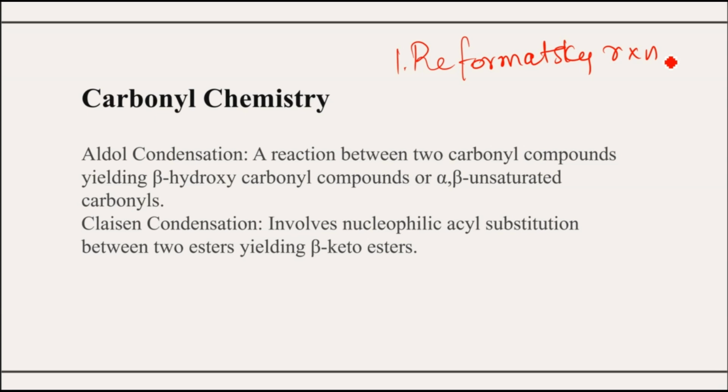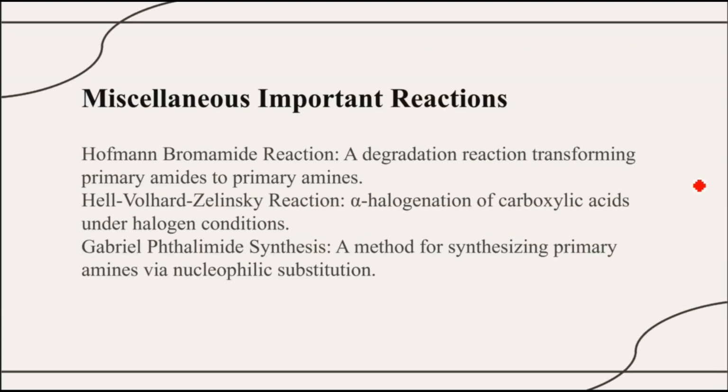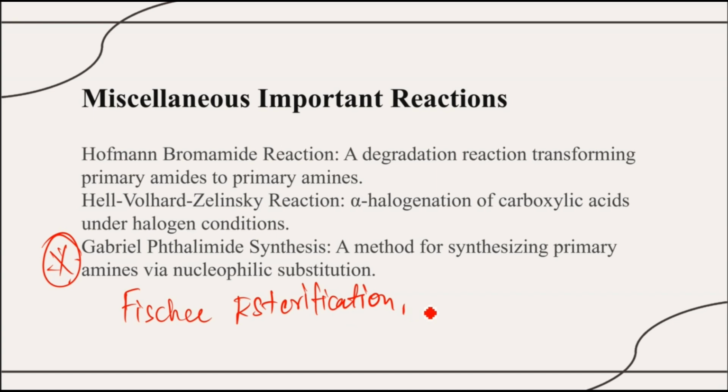Other than this, once you have done all those, you can go with the Hofmann bromamide reaction, as I told, that is important. Then the HVZ reaction, the Gabriel phthalimide reaction, that is also super important. Fischer esterification, and the Bouveault process. This is some extra, which you know already from the JEE Main part. Just revise it. Kolbe electrolysis, and another important reaction is the Mannich reaction, where the condensation happens.